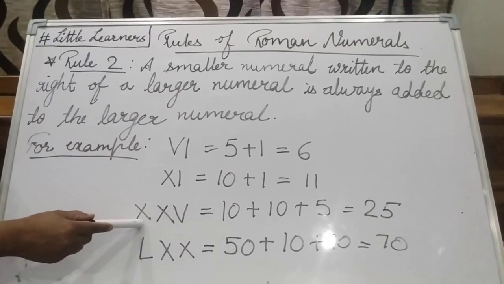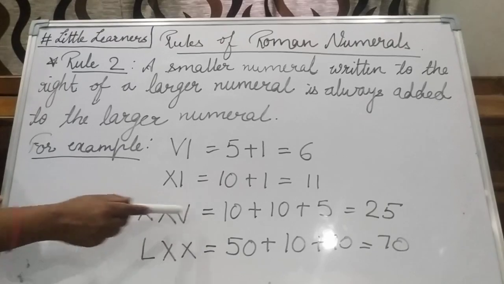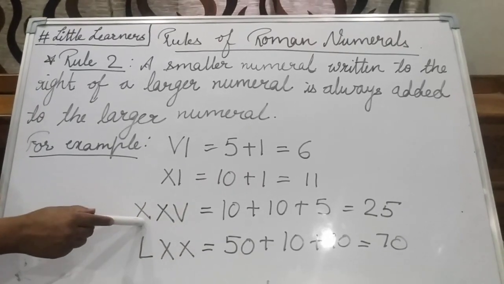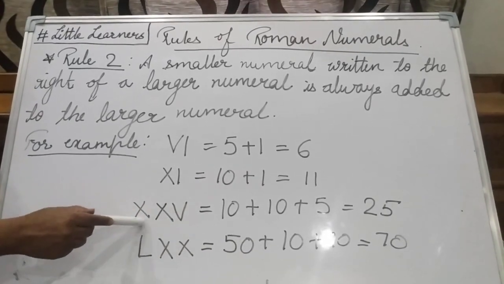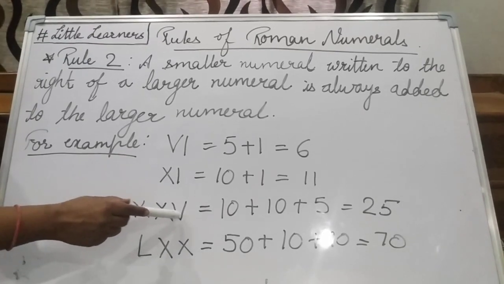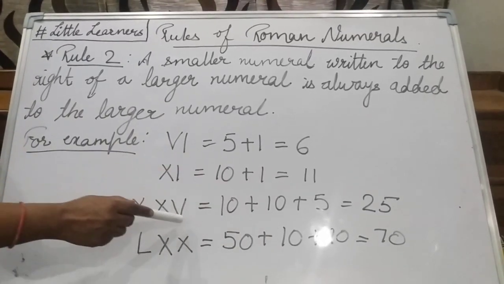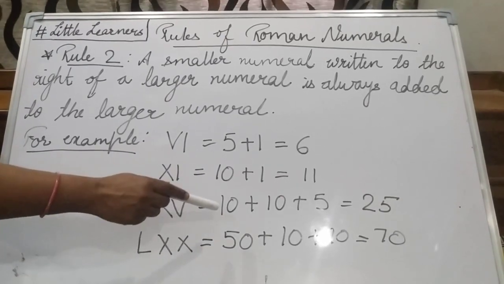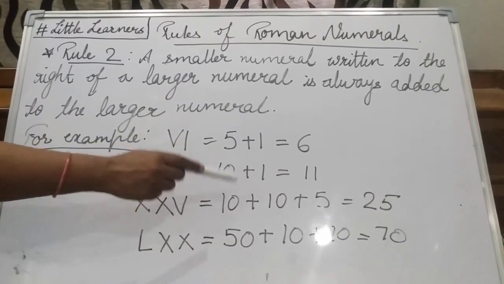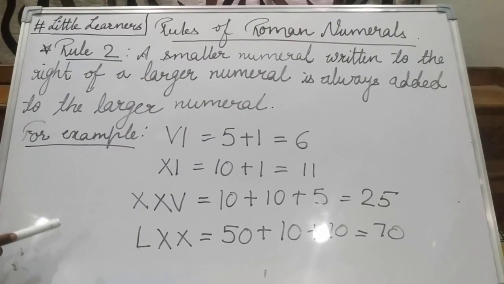See the next example, XXV. Here X and X mean 10 and 10, that is 20, and V is written after these X. That means here V is going to be added to it. So the answer will be 10 plus 10 plus 5, that means 25.